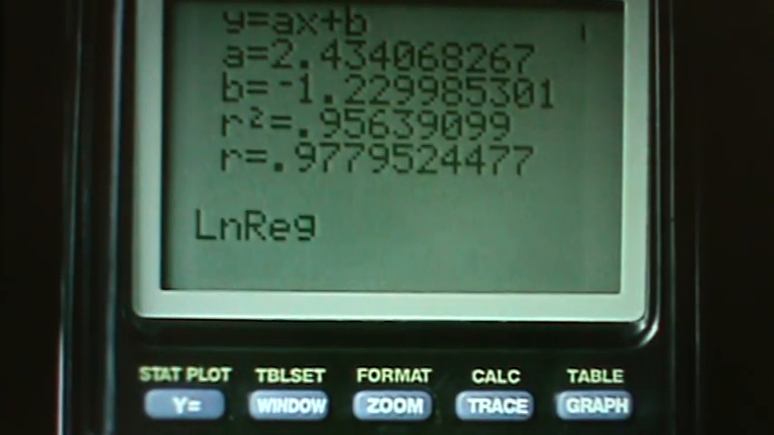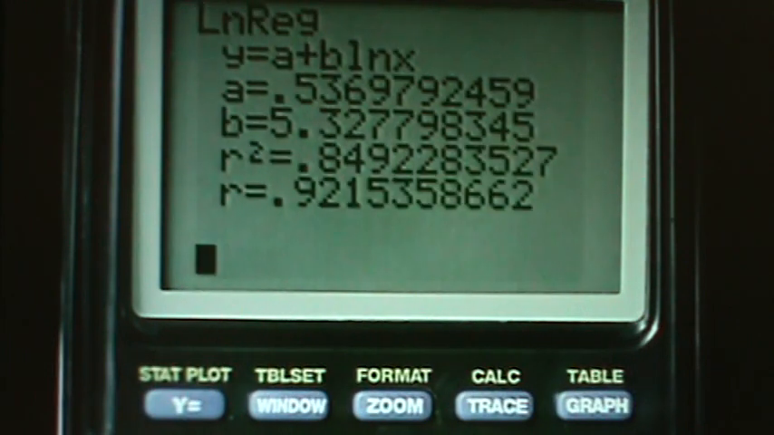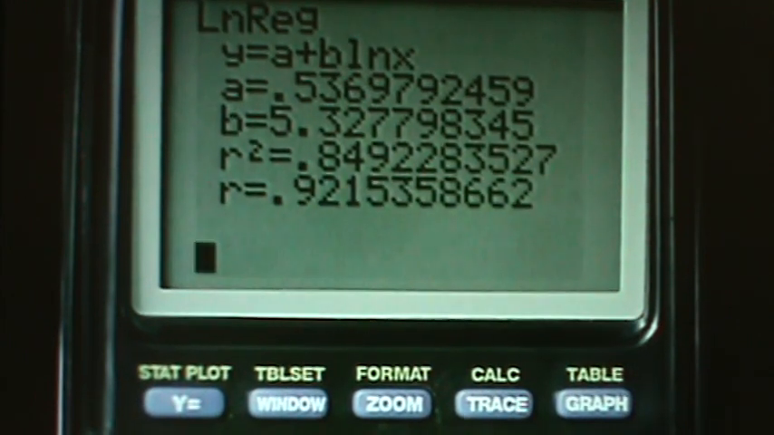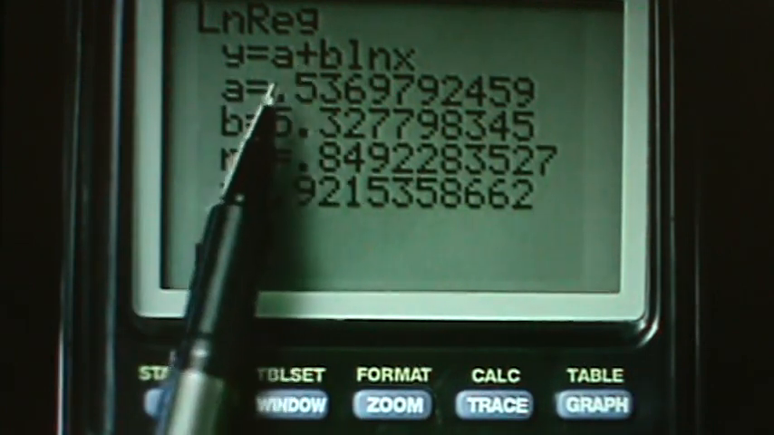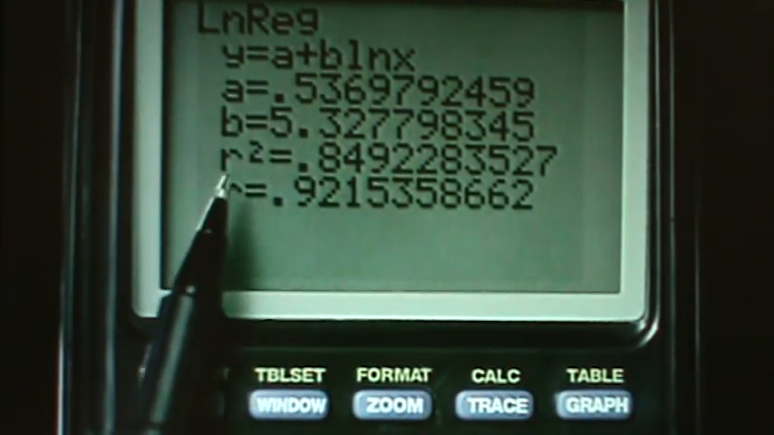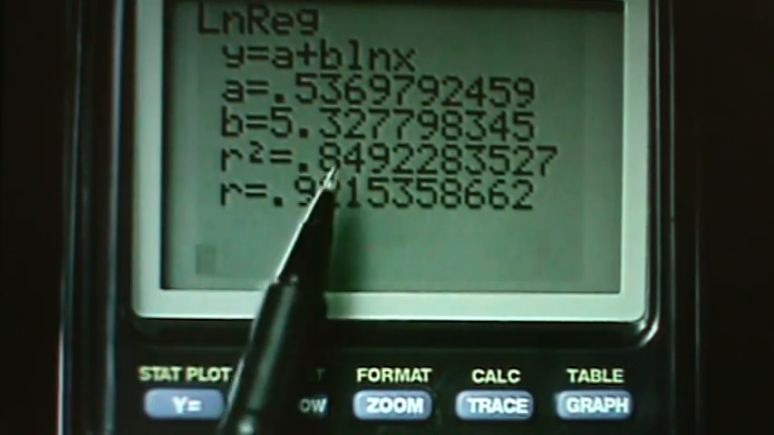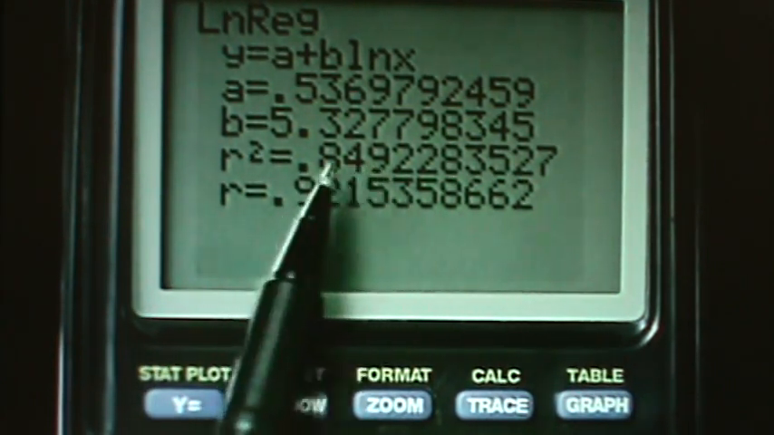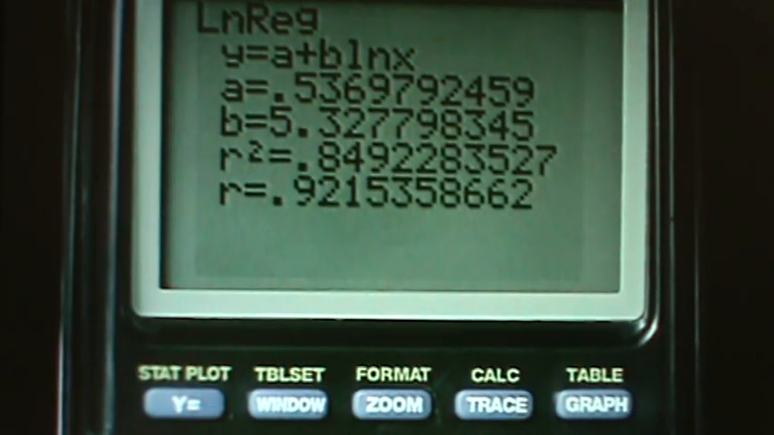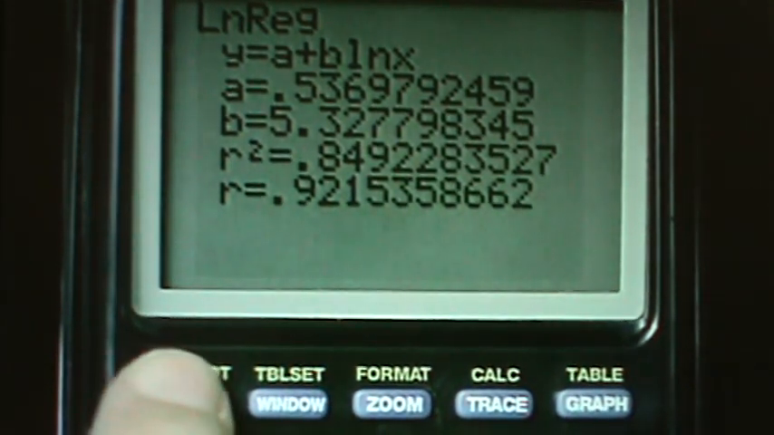And now the calculator is thinking. And notice that the regression is in the form a plus b ln x, and this is the value of a and the value of b. But look at the correlation coefficients. The r squared coefficient is 0.849. This is not a very good correlation at all. And if we want to see the graph, we can do that easily.